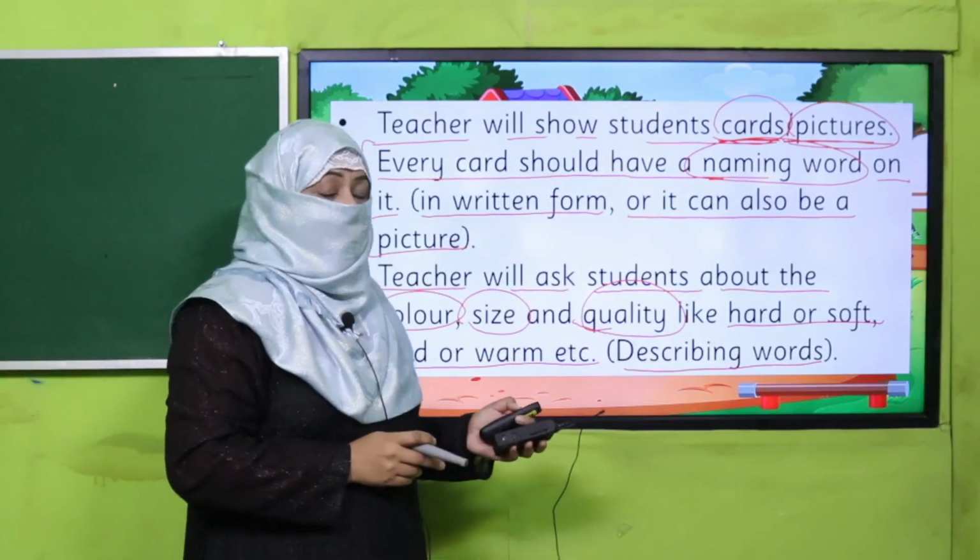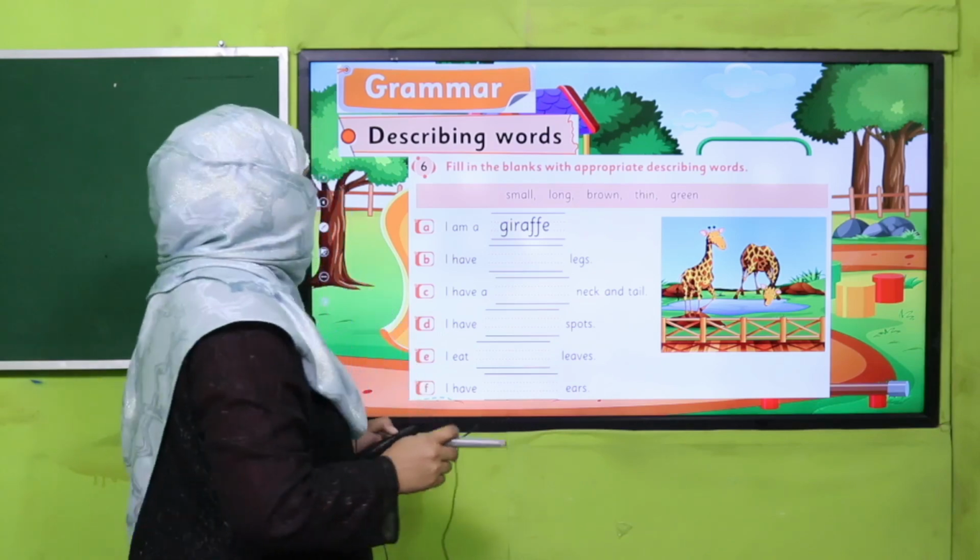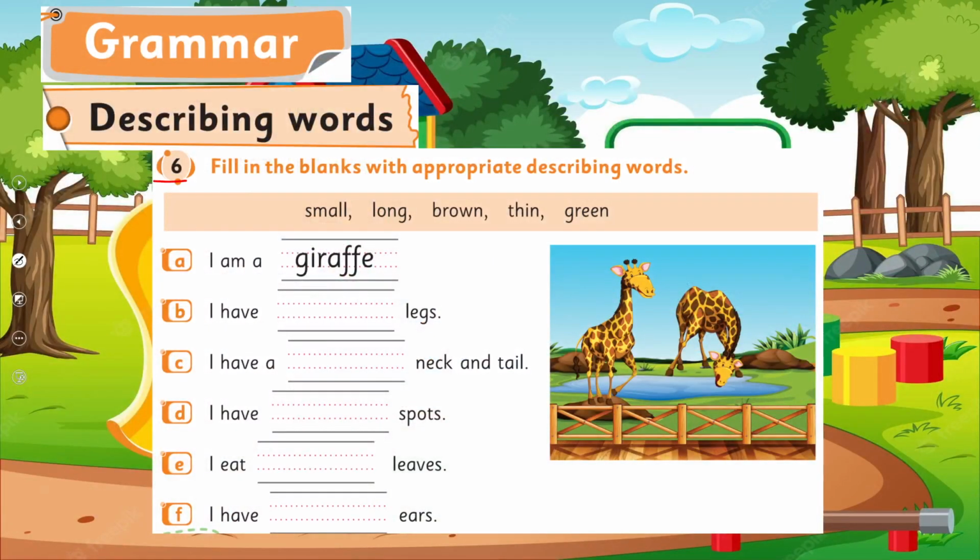Yes, my dear students, I hope you have learned many describing words. Now it's time to use them. It is question number 6 in your book. What you are going to do? We have given you a bank of describing words. You will use them to complete the sentences. Okay? So first one has been done. Second, I have dash legs. So you will look at the picture and you will find out which describing word is describing the legs of giraffe. Do you understand? So pause the video, complete this task in your book, and then come back.